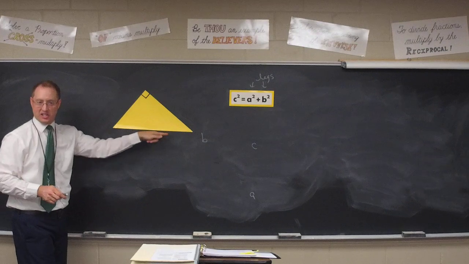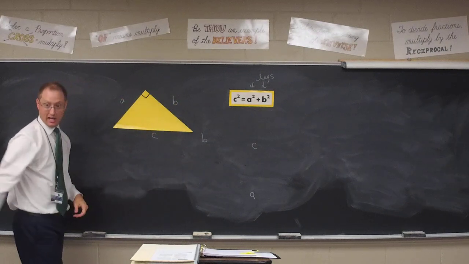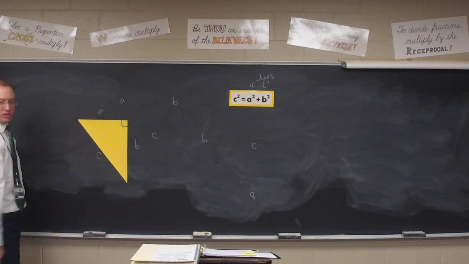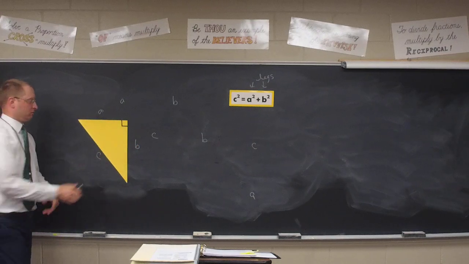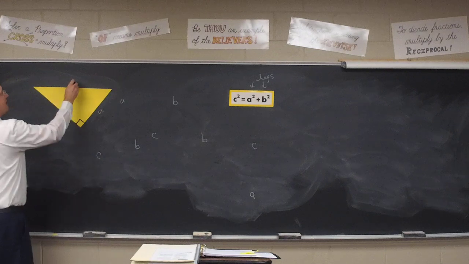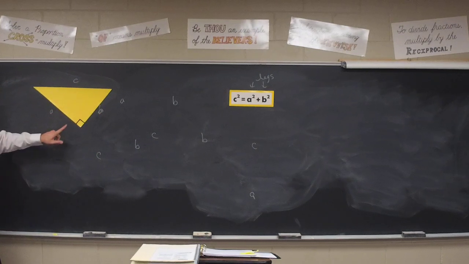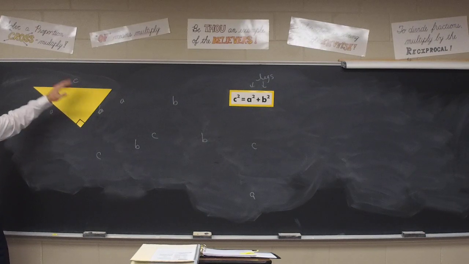Now C is the straight side. A and B are the slanty sides. Now it's the slanty side again. Now it's a straight side. A and B are the slanty sides. Does that make sense? As long as it's across from the right angle, that's the hypotenuse.